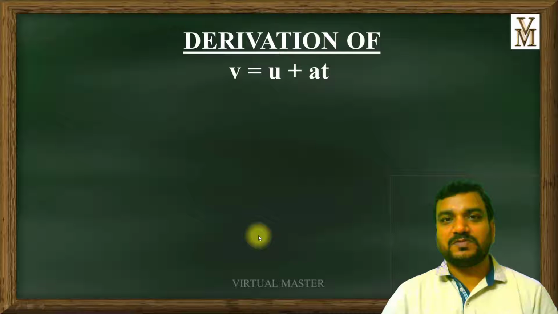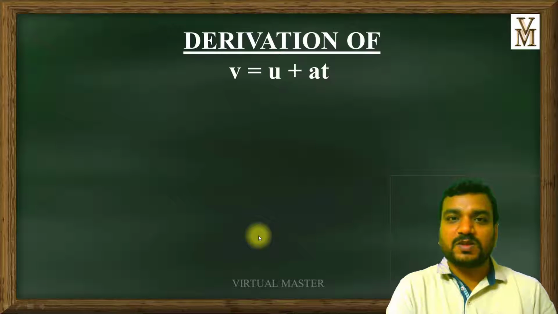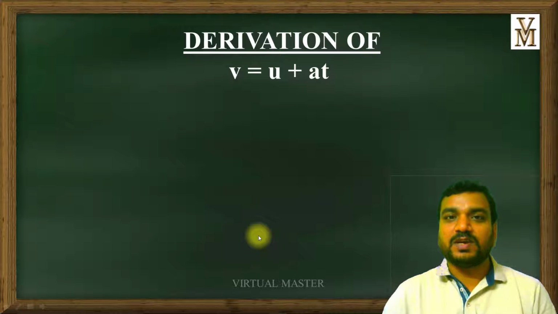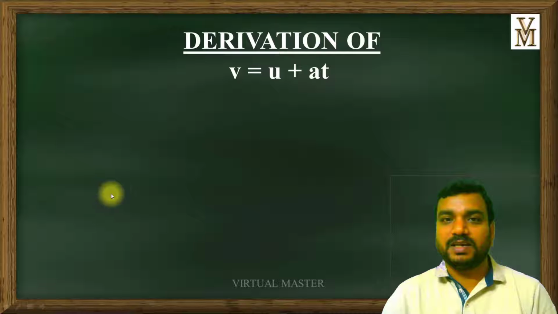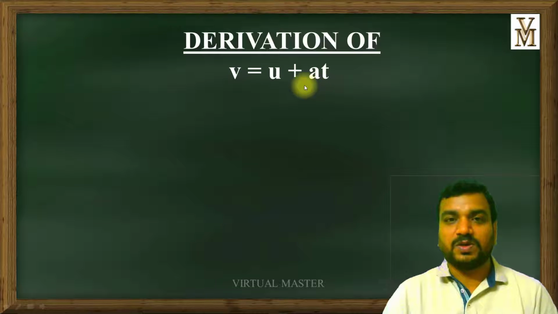In the previous session we have solved a few numericals and multiple choice questions related to velocity of the object and acceleration of the object. In this session we are going to derive one of the kinematic equations, that is V equals U plus AT. Watch this video till the end for a better understanding of the derivation.